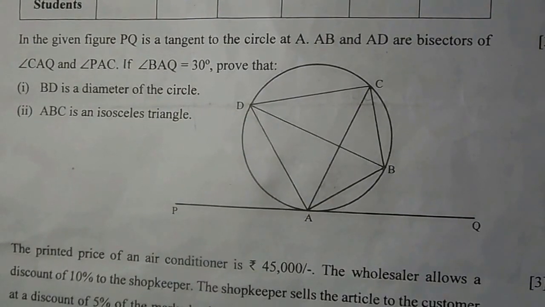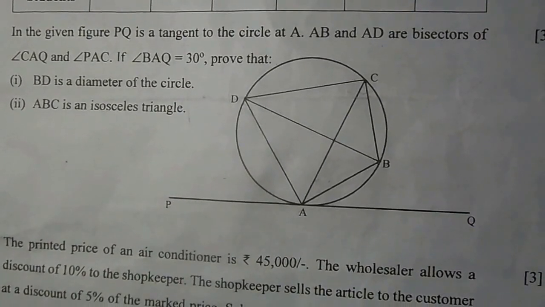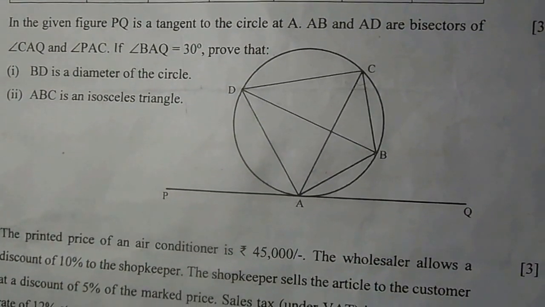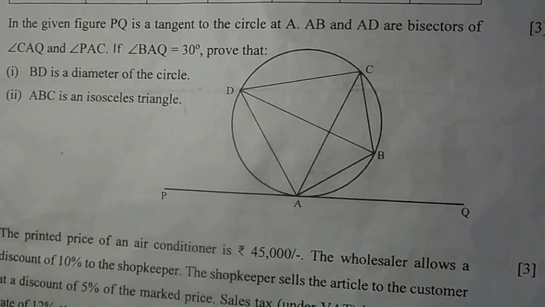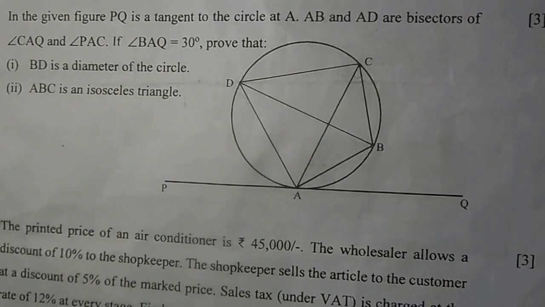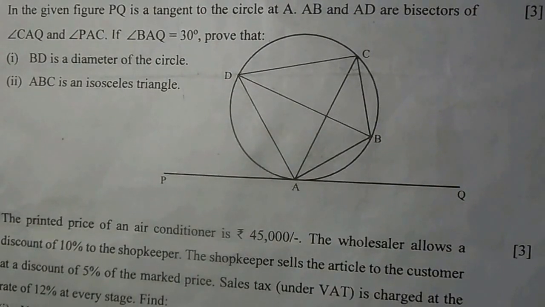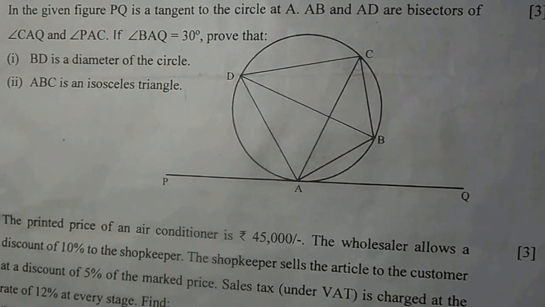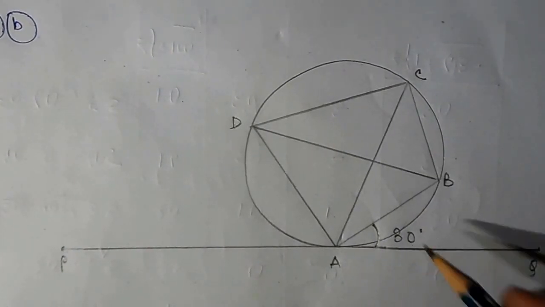Question number 8b. In the given figure, PQ is a tangent to the circle at A. AB and AD are bisectors of angle CAQ and angle PAC. If angle BAQ equals 30 degrees, prove that number 1, BD is a diameter of the circle and number 2, ABC is an isosceles triangle. Okay, so this is the given diagram and we have already been given that angle BAQ equals 30 degrees.